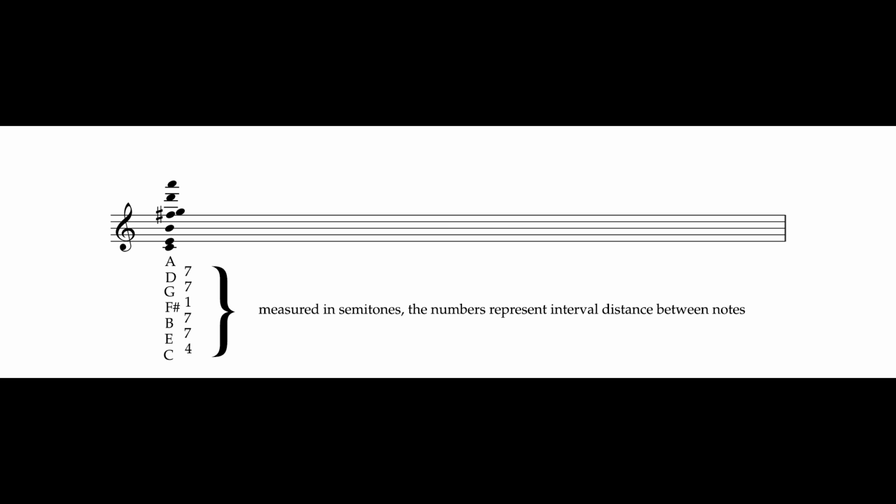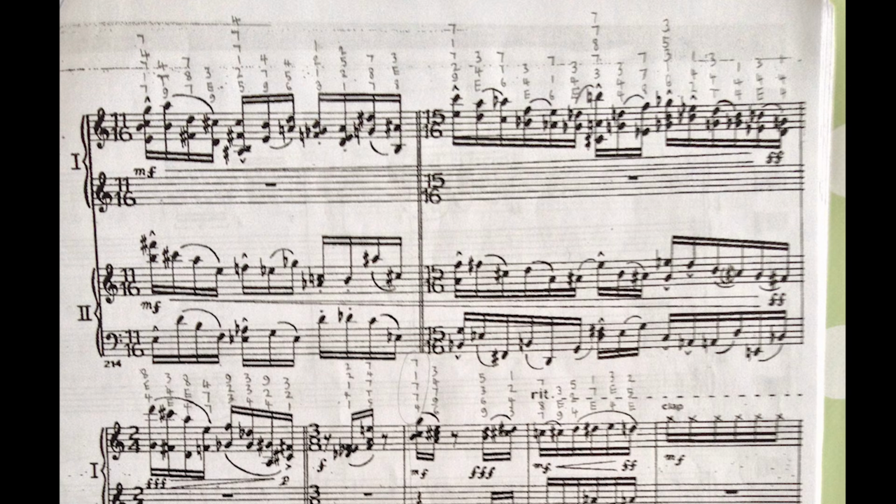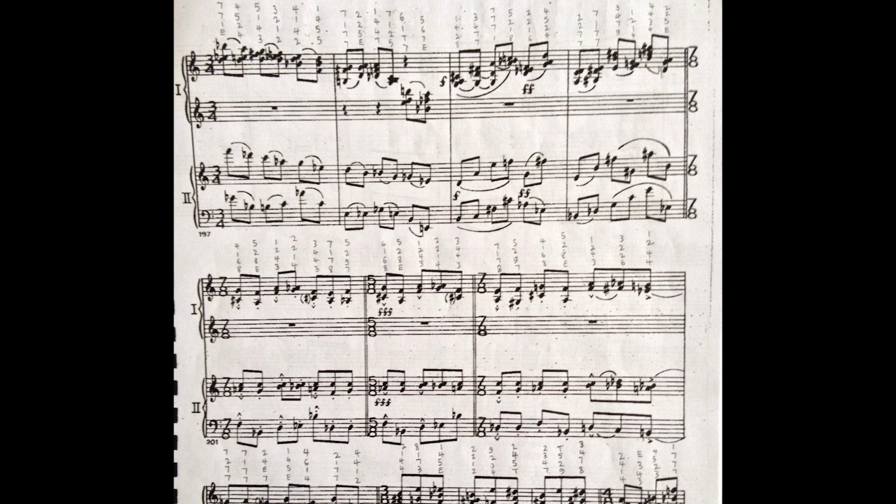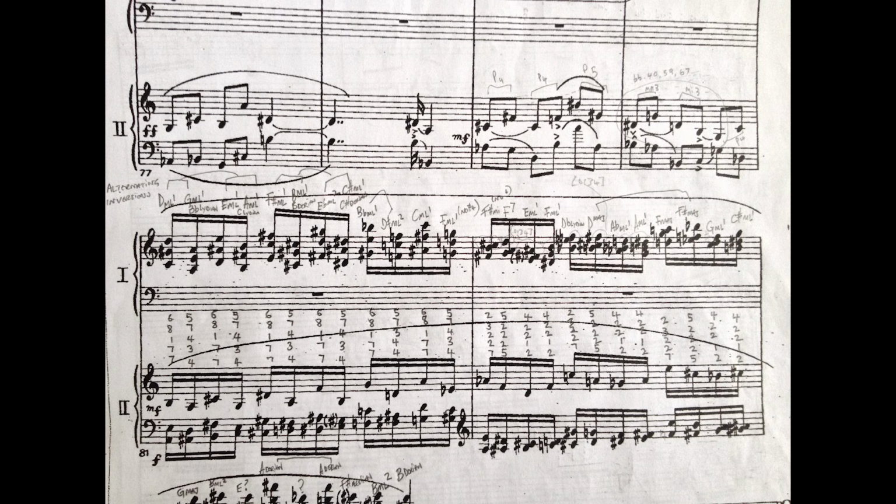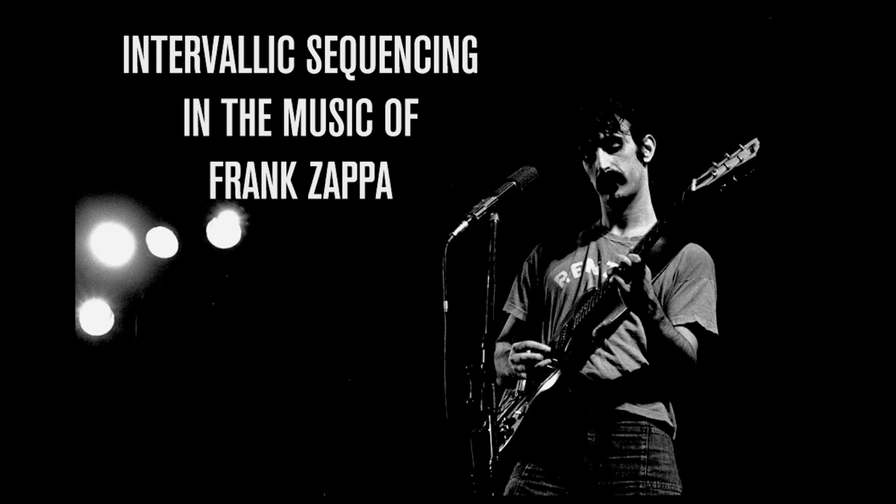When analyzing these chordal structures, it is useful to measure the distance between each note and the chord by semitones. The analysts can then go about finding chords in the score and applying interval numbers to those of interest. After a while, you find the same structures, both diatonic and non-diatonic, used across a number of pieces. As mentioned in my video on intervallic sequencing, Zappa was interested in the spacing of intervals in the melodic forms, but as we see in this video, he was equally occupied with it in the harmonic forms too.